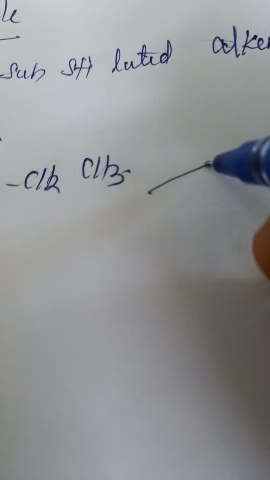2-bromopentane, 5 carbon atoms. This is the alpha carbon which has the functional group. Then this carbon is beta, and this carbon is also beta. This is alpha, both are beta. So removing Br from the alpha and hydrogen from a beta, maybe this one or this one, we get two products.